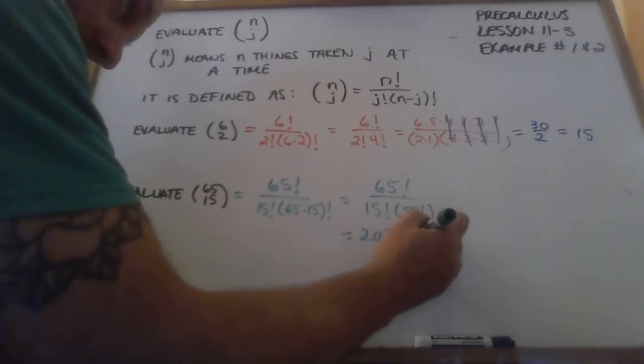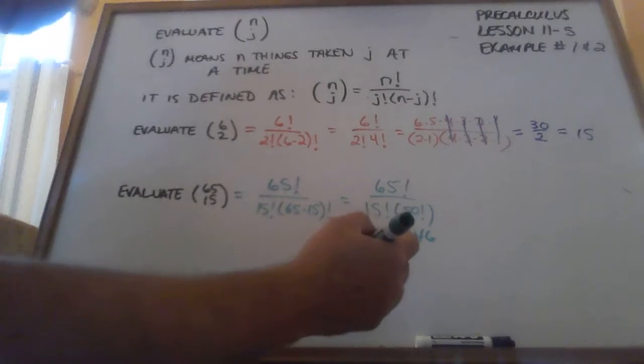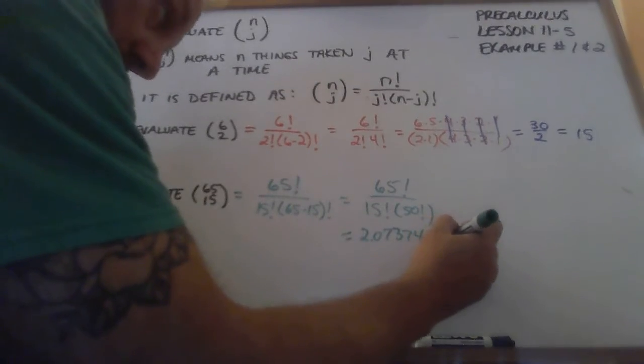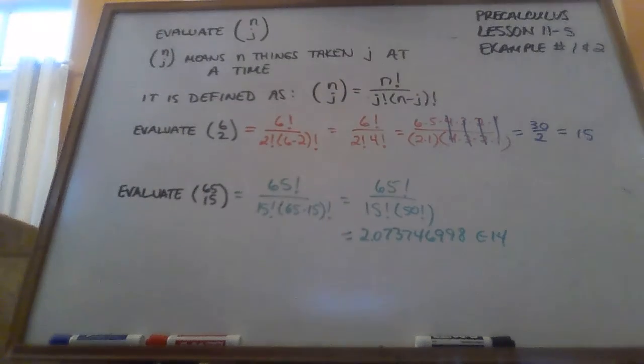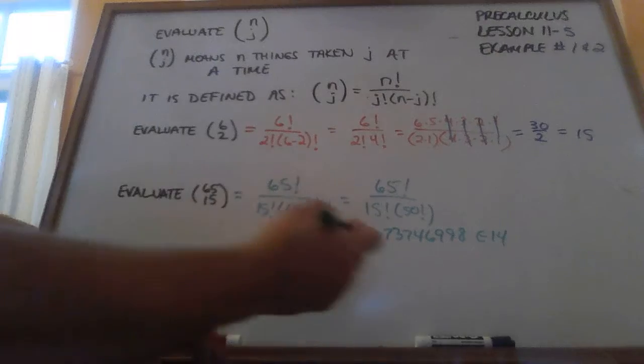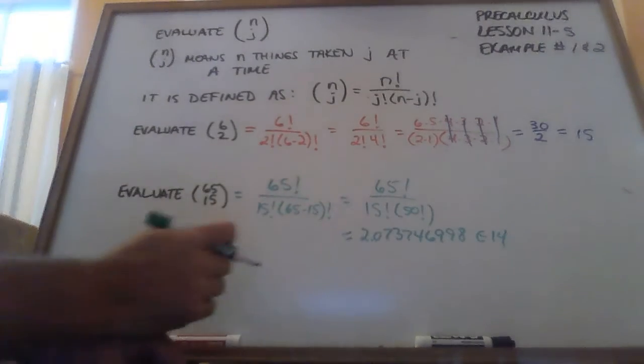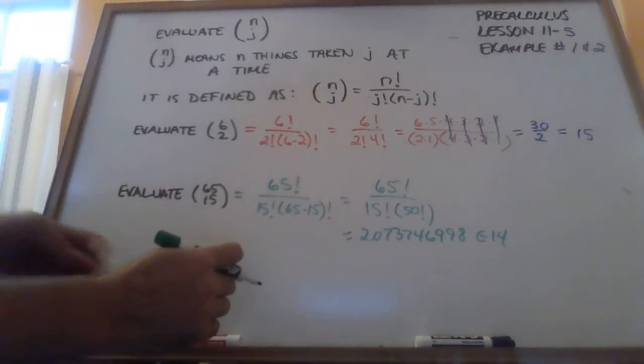2.073746998E14. What does that mean? Well, that's just scientific notation. It says move this decimal 14 places that way, and that'll be your answer.